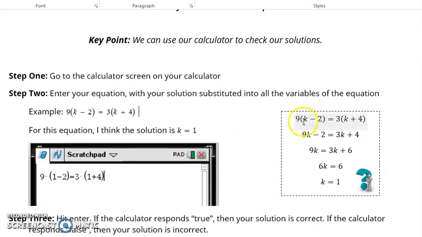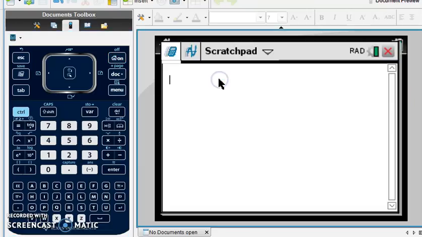If you look at my work to the right, I've solved it out in steps, and I found that my solution I believe to be k equals 1. To check to see whether I am correct, I'm going to go to my calculator, and wherever there's a k in this original equation, I'm going to put a 1. I will do this on my Calculate scratch pad.